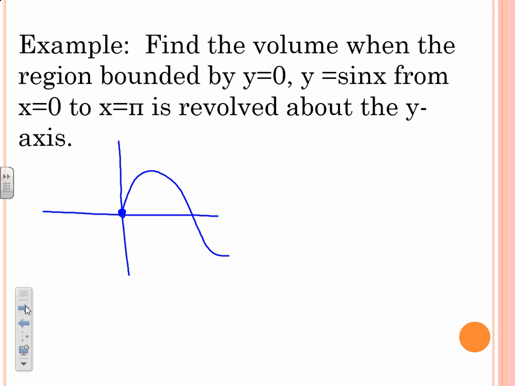So this is the graph of sine. But if we're bounded by y equals 0, x equals 0, and x equals pi, we can erase that over there. So what we're going to do is rotate this about the y-axis, and it's going to kind of make a bundt cake, right, without the hole when it rotates around.